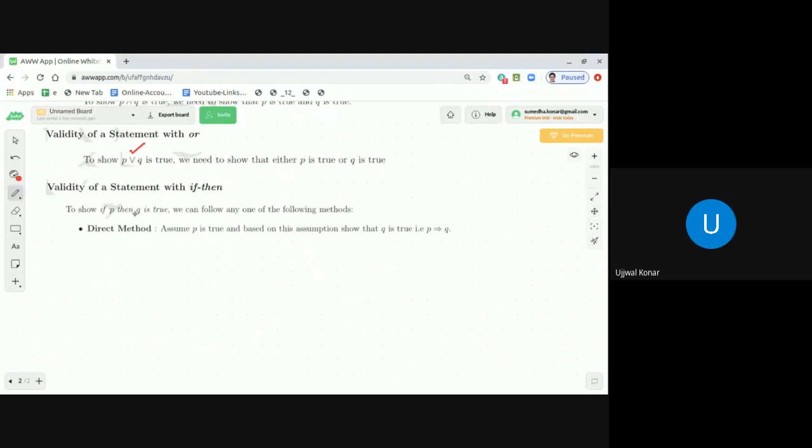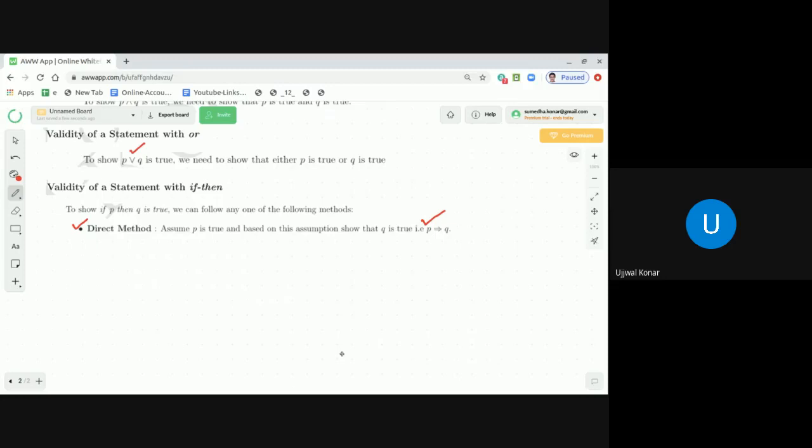The first method, dear students, is called the direct method. Assume P is true and, based on this assumption, show that Q is true. That is, it is the implication: P implies Q. The second method is called the contrapositive method. We discussed the contrapositive method in detail in the last class. So what is the contrapositive method? Here it is.